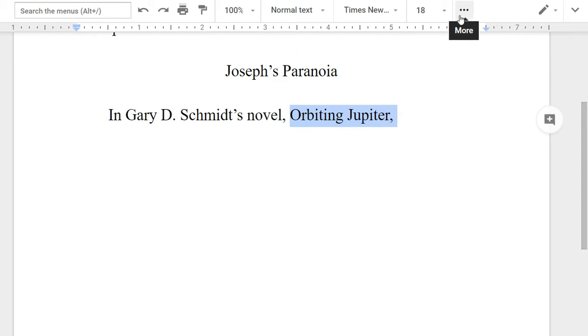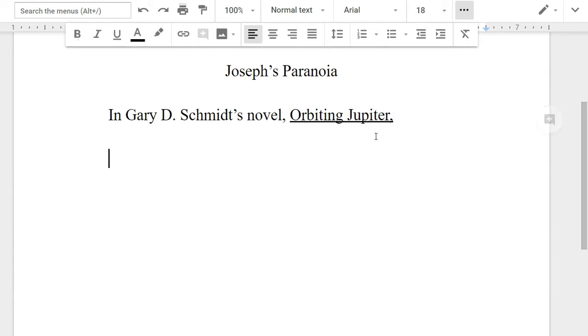What else can you do if you're typing? Italicize. Awesome. If you're typing, you can italicize. So in Gary D. Schmidt's novel, Orbiting Jupiter. Now, what do I do if it's the title of a short story, everybody? Do I underline or italicize it? What do I do, Levi? No. What do you do with the title of a short work? You put the little hooks around it. You put quotation marks around short works. So, short stories, poetry, articles go in quotation marks. Long works get italicized or underlined. So add that into your notes, everybody.